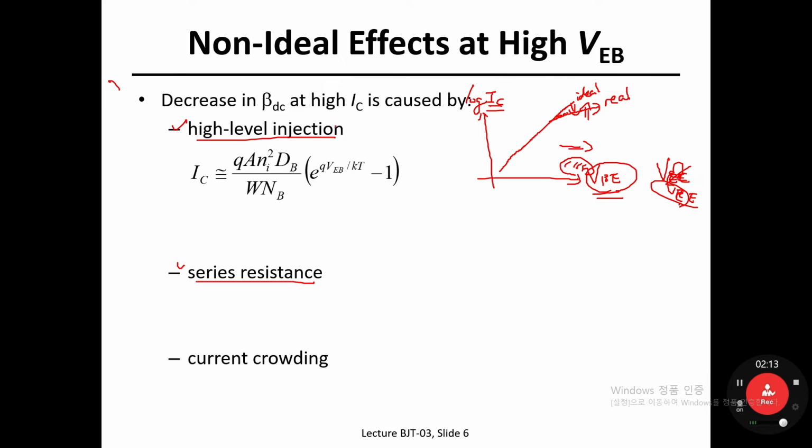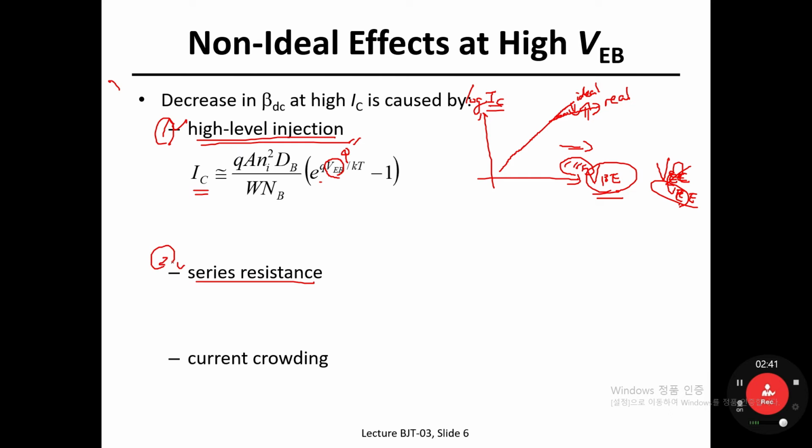So what is the physical origin for that? Number one is high level injection happening in the BJT. Because a very significant majority carrier diffusion current component occurs, your output current is degraded. So if your V sub EB is very high, your I sub C would be degraded.